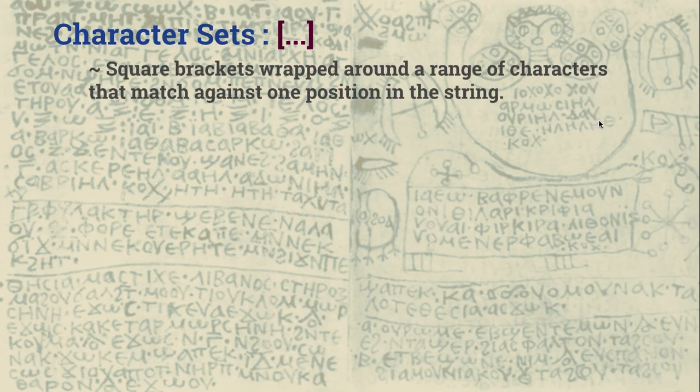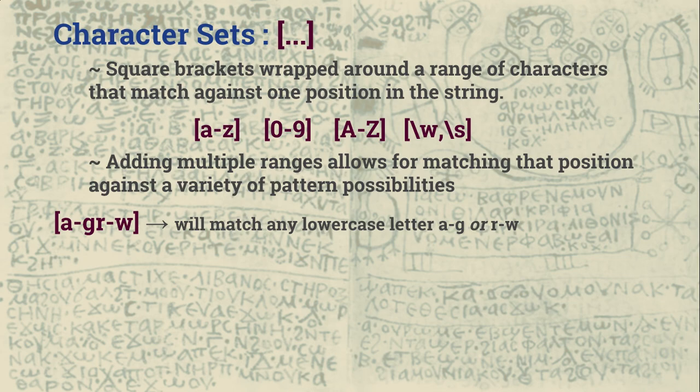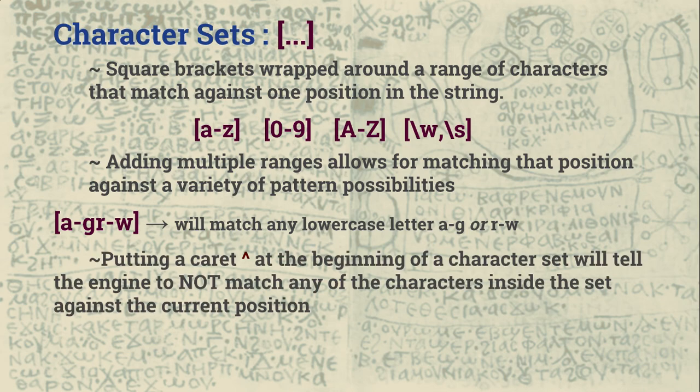And that represents one position in the string. So each of these character sets would represent one lowercase letter a through z or one lowercase letter 0 through 9. But you can add in multiple ranges to add a variety of pattern possibilities. So this one, for instance, would match only lowercase letters a through g or r through w for that one space. And additionally, if you put a caret at the beginning of a character set, it will tell the engine to not match any of the characters inside the set. So this would tell the search engine to not match any vowels at that position.